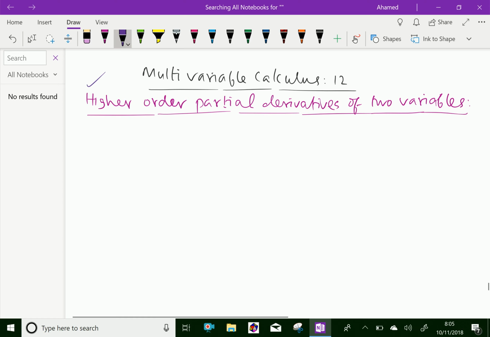Here, consider a function z equal f of x comma y, which means z is a function of x and y.